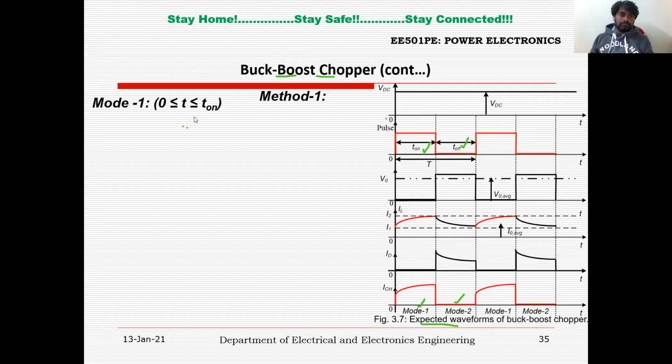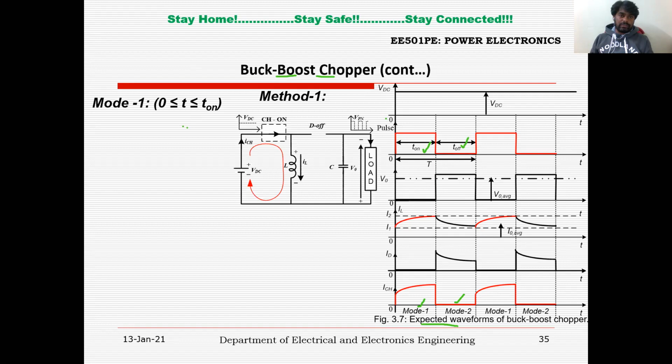Now see, mode 1 is from 0 to t on, when the time interval lies between 0 and t on. As you know, internally the SCR is connected like this, with the anode terminal here, the cathode terminal here, and the gate terminal here. With respect to the input supply, the SCR is in forward bias condition. That means the chopper is in forward bias condition, and we can make the chopper on at any instant of time. Because the anode is connected to positive, the cathode may be connected to negative through the inductor or to the load. So the chopper is in forward bias condition, and we can make it on.